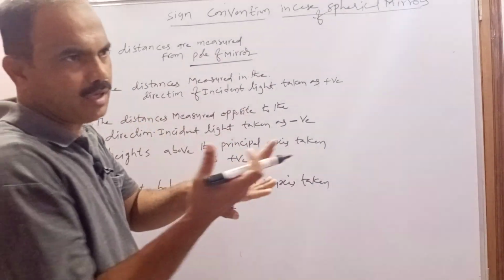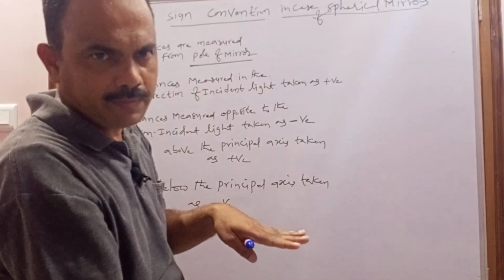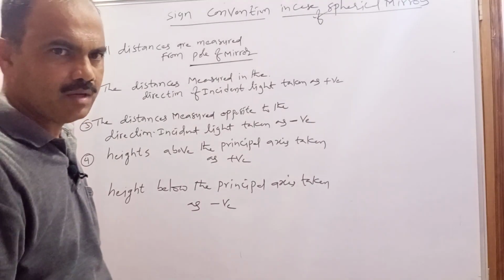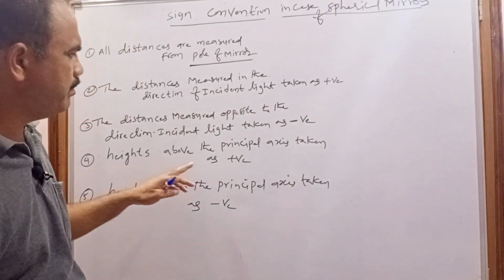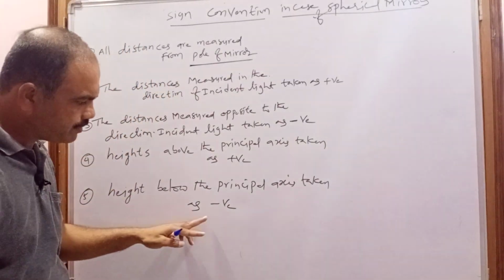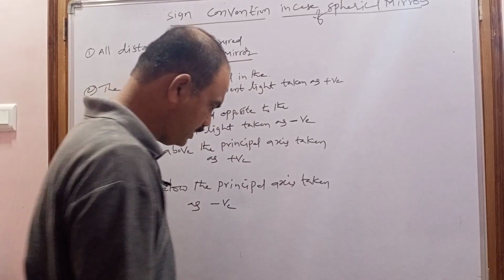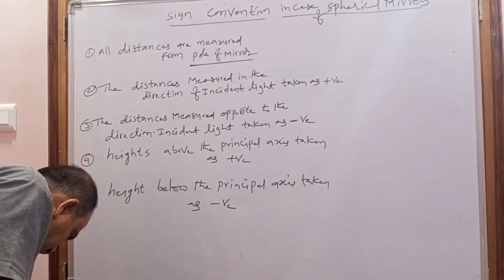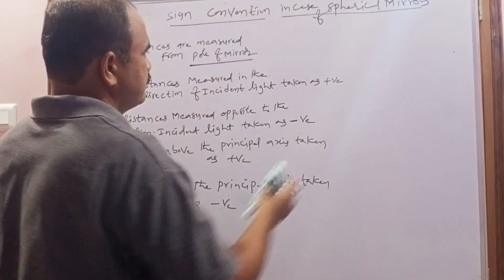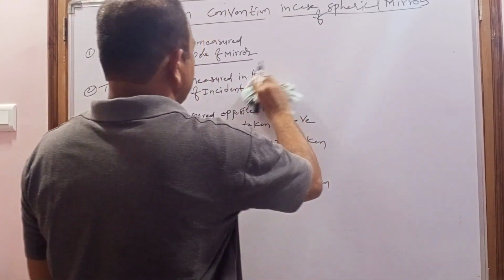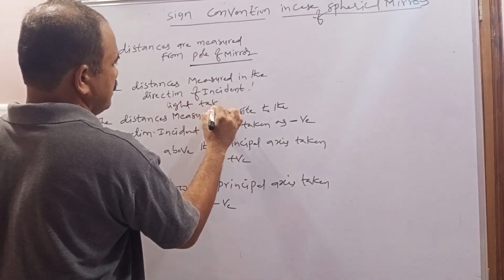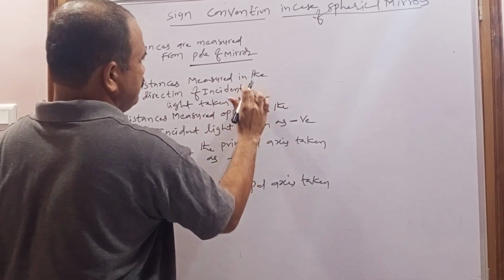And sometimes the object may be above the principal axis or below the principal axis. The image is also above or below the principal axis. That's why the height of the object will be positive when it is above the principal axis. If the height of the object is below the principal axis, it is taken as negative. So these can be understood by taking examples. For example, incident light is taken as constant.